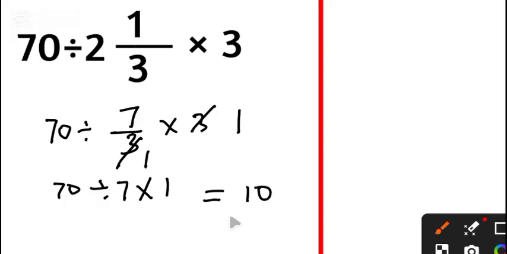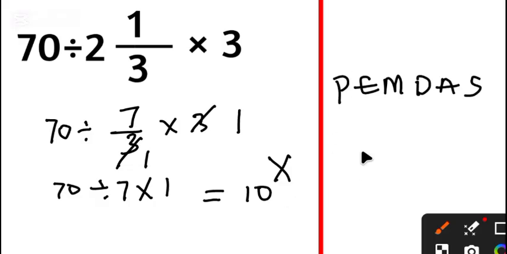Easy, right? But this answer is wrong because according to order of operation, which is PEMDAS, M and D has equal priority. You evaluate from left to right. According to this equation, we are going to do the division before we do the multiplication.